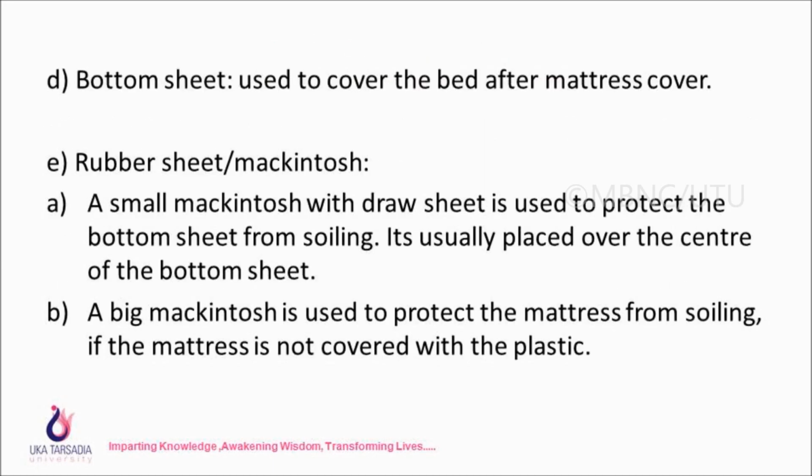Fourth, bottom sheet, used to cover the bed after the mattress cover. Fifth, rubber sheet or Macintosh. A small Macintosh with draw sheet is used to protect the bottom sheet from soiling. It's usually placed over the center of the bottom sheet. A big Macintosh is used to protect the mattress from soiling if the mattress is not covered with plastic.